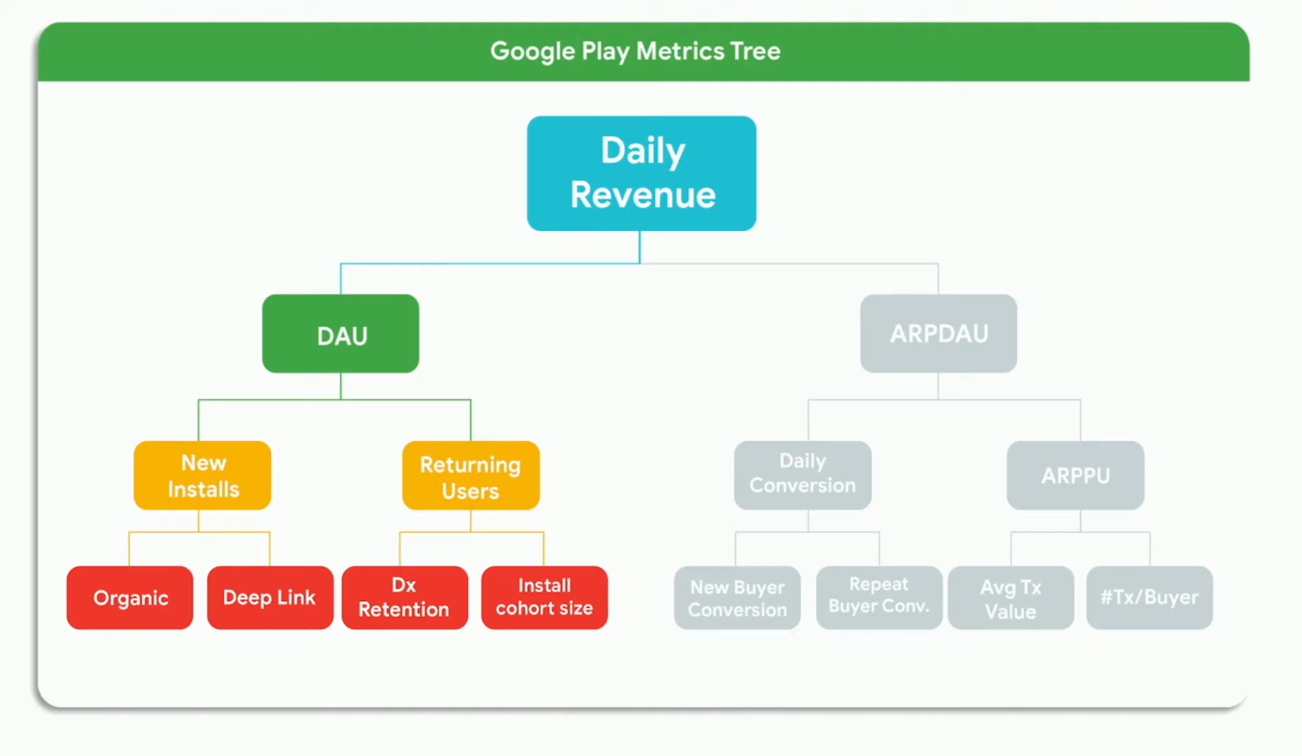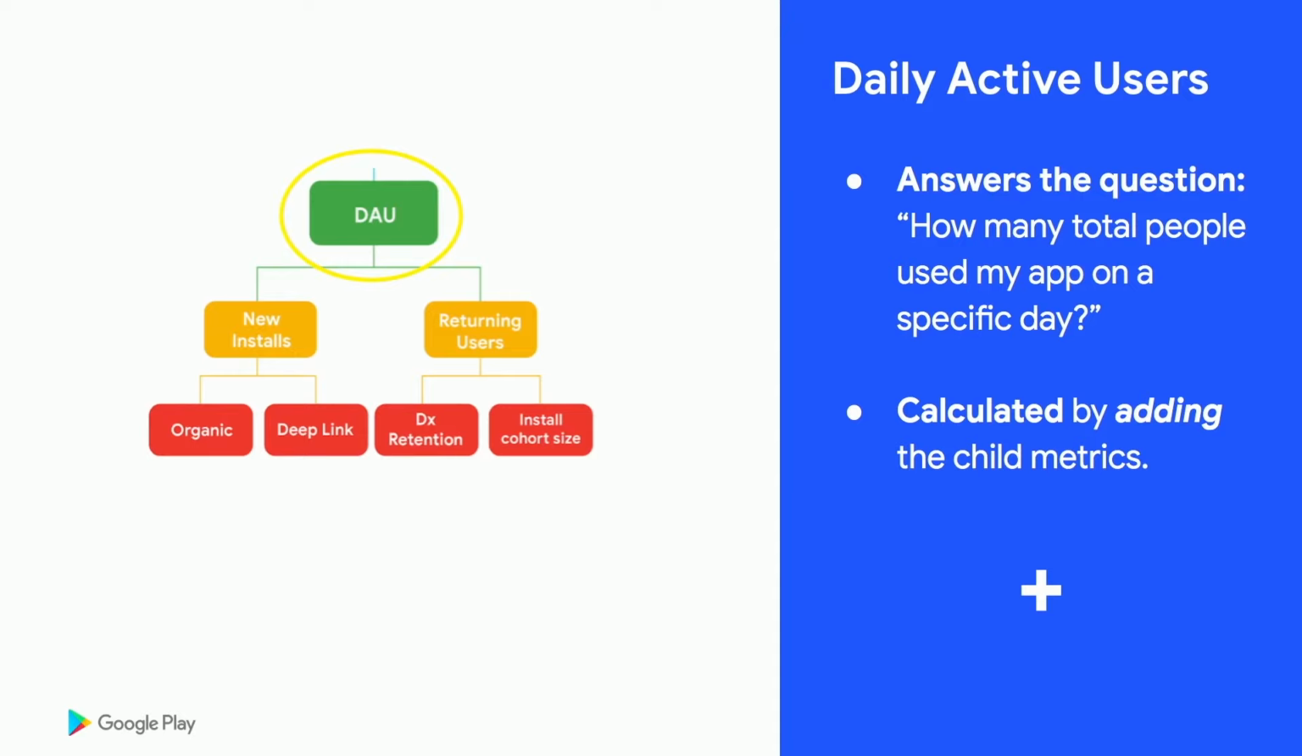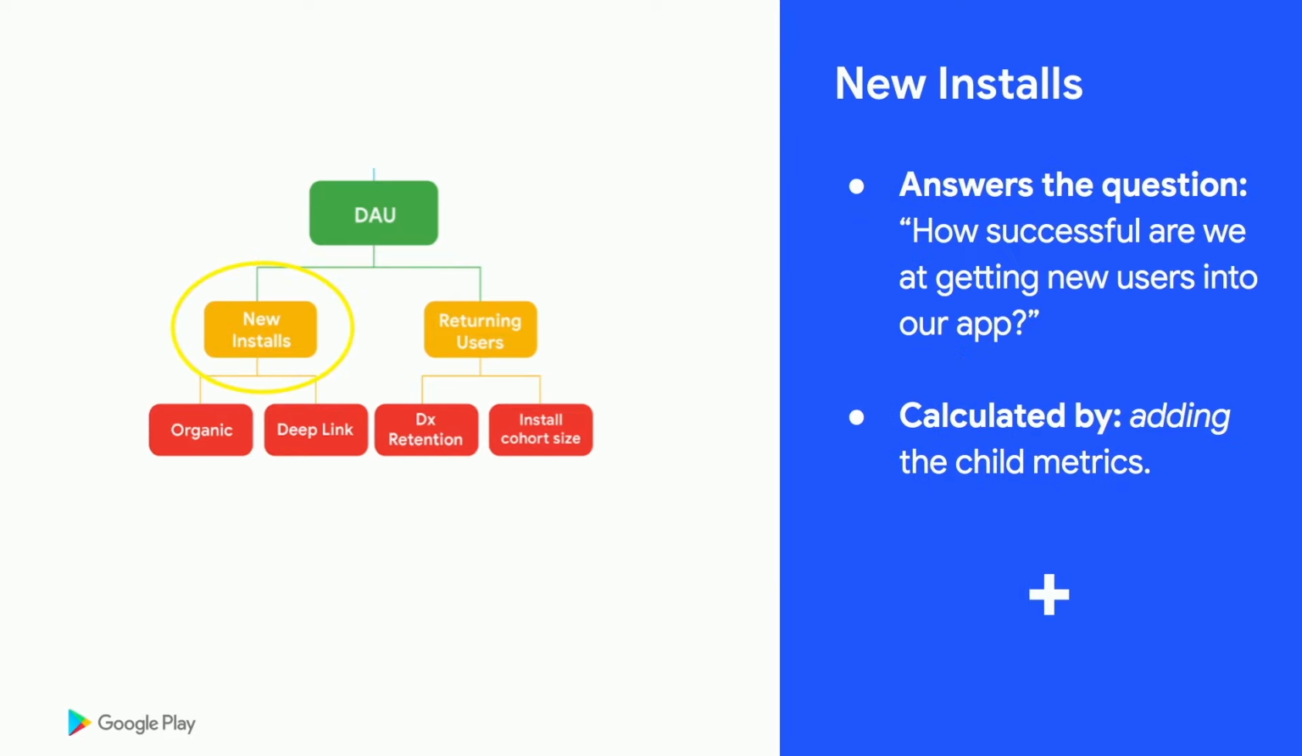So what are our daily active users? They're the unique number of users that opened our app on a given day. And it's calculated by summing the new installs that you have coming in, as well as the returning users. So looking at acquiring new users, we can break this down as well.